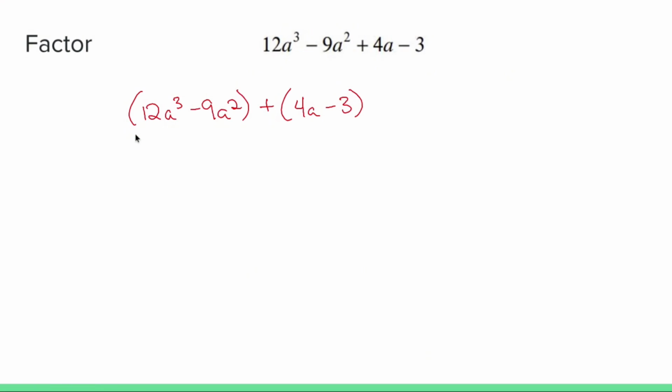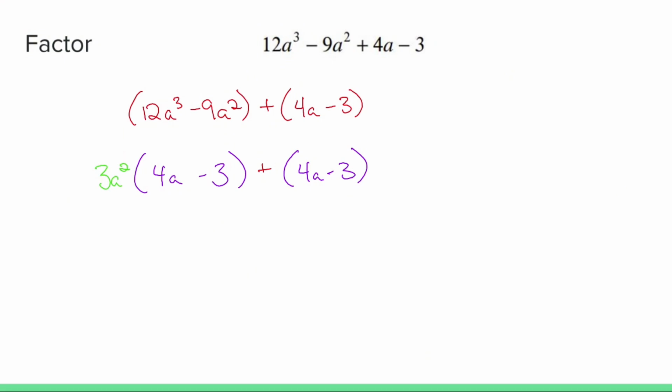Factor each parentheses. I have a 3 and an a squared in common. So if I factor out a 3a squared out of here, that leaves me with 12 divided by 3 is 4. Take away 2 a's from 3 a's is 1a. Minus 3 and 3. Take away both a's is that. Okay? Now it also just so happens that we already have the parentheses for 4a minus 3.